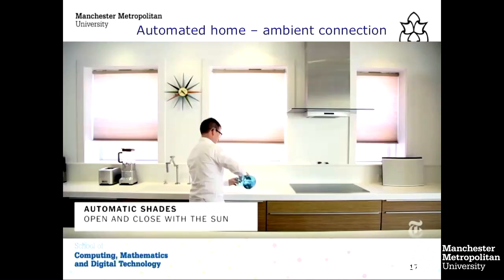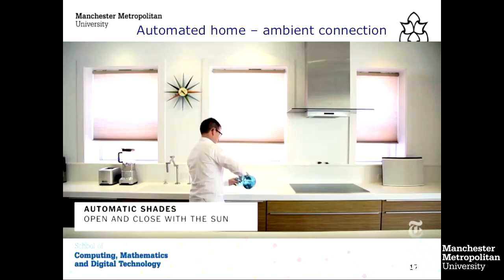But many are already on the market as well. Things like automatic shades in your rooms that open and close with the sun, and your presence. So as you go in a room and it's light outside, they'll automatically open for you. Now that's not necessarily a big deal.